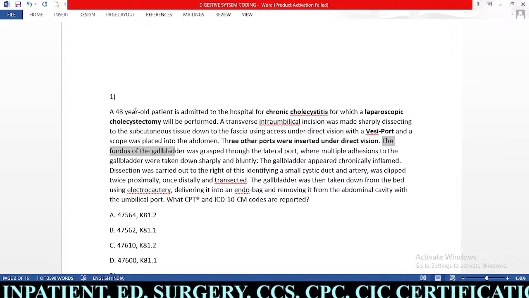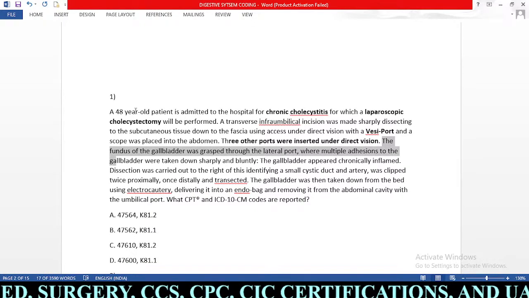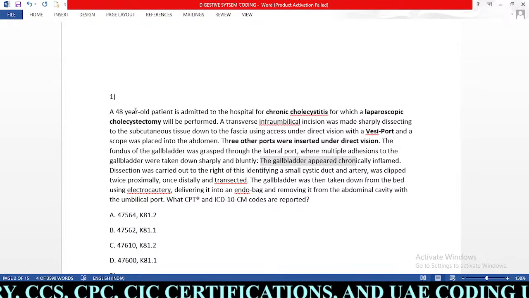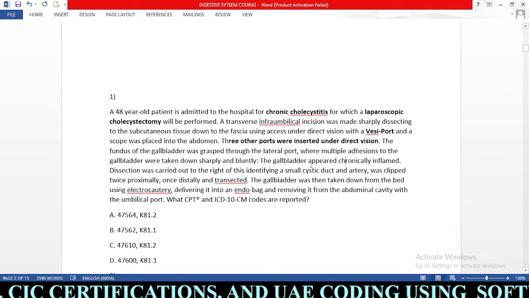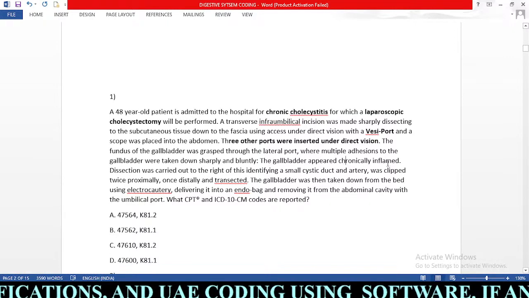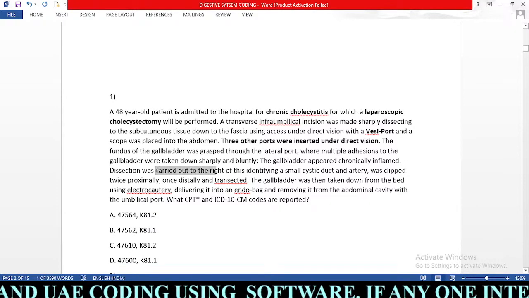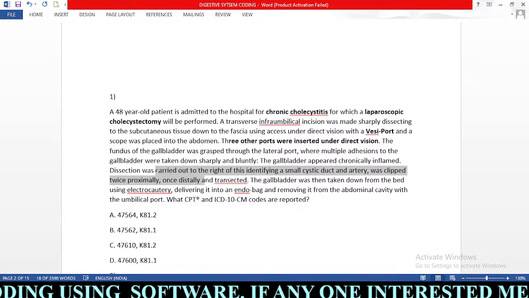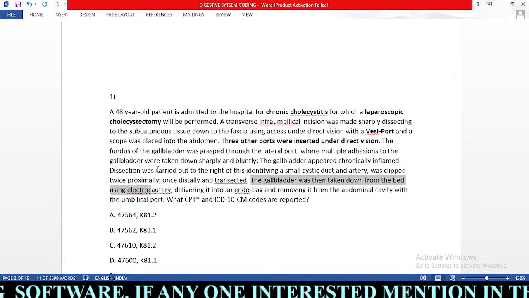The fundus of the gallbladder was grasped through the lateral port, where multiple adhesions to the gallbladder were taken down sharply and bluntly. The gallbladder appeared chronically inflamed. That's why the physician initially mentioned chronic cholecystitis. Inflammation of the gallbladder is cholecystitis. Dissection was carried out to the right, identifying the small cystic duct and artery, which were clipped twice proximally, once distally, and transected. The gallbladder was then taken down from the bed using electrocautery.